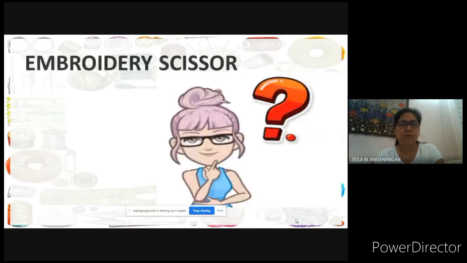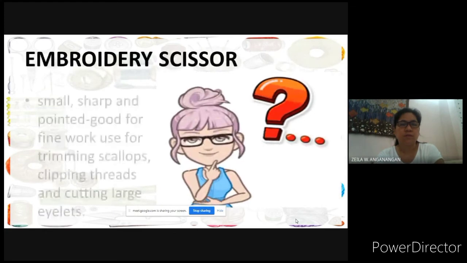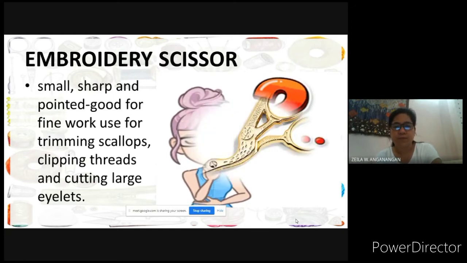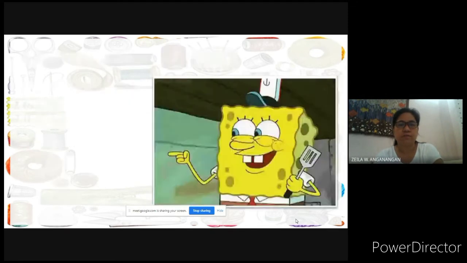Next, the embroidery scissor. So what is it? It is small, sharp, and pointed for fine work, used for trimming scalps, clipping the threads, and cutting large eyelets. So let's have a look at the embroidery scissor. Okay, so here it is, the embroidery scissor.